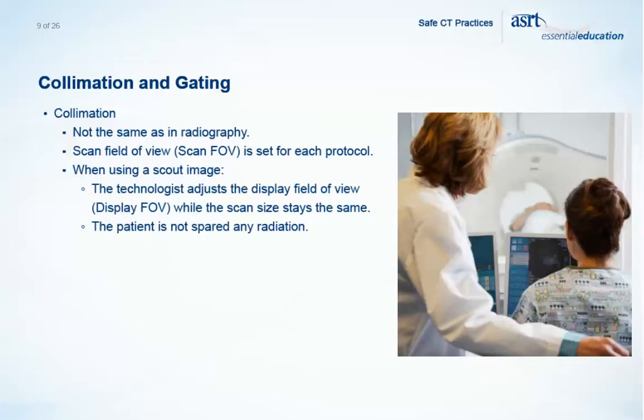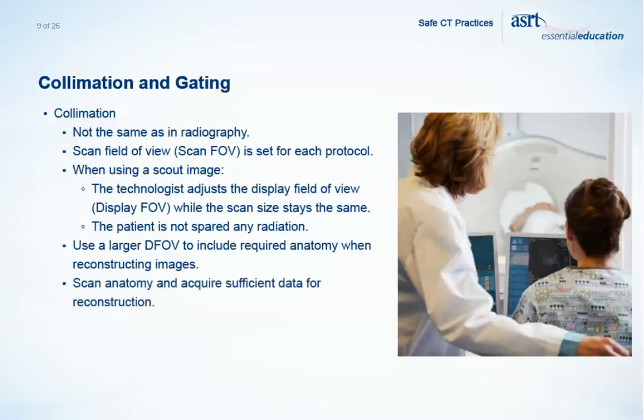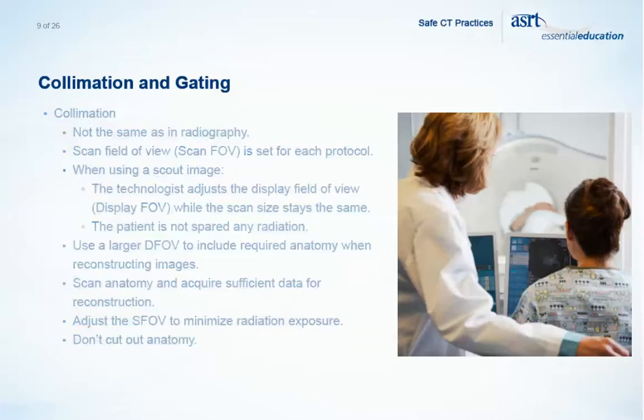So you should consider using a larger display field of view to include all the required anatomy when you reconstruct images. Remember that you must have scanned the anatomy and acquired sufficient data to reconstruct the images you need. Therefore, adjust the scan field of view to minimize radiation exposure to the patient. Just don't cut out any anatomy at this point because you can't get the data back.